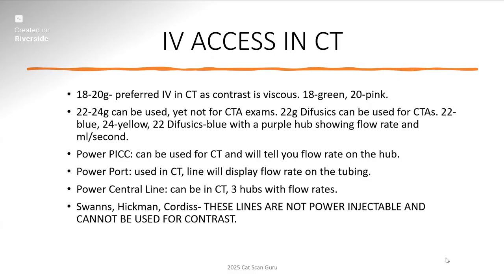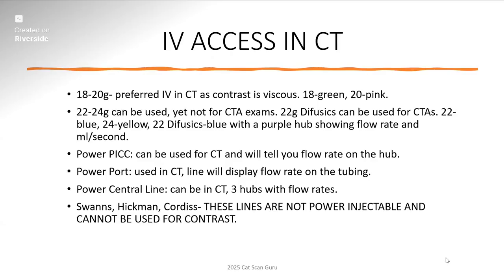So there's also a 22 Diffusix that can be used for CTAs, okay? It's blue, but on the hub it's purple, and it tells you how fast and the PSI you can inject in. So usually with Diffusix, you can inject up to like a 6.5 with a 325 PSI. And usually Diffusix are used for patients who are a really hard stick. Now, Diffusix actually comes in all gauges, so 18, 20, 22, and 24.